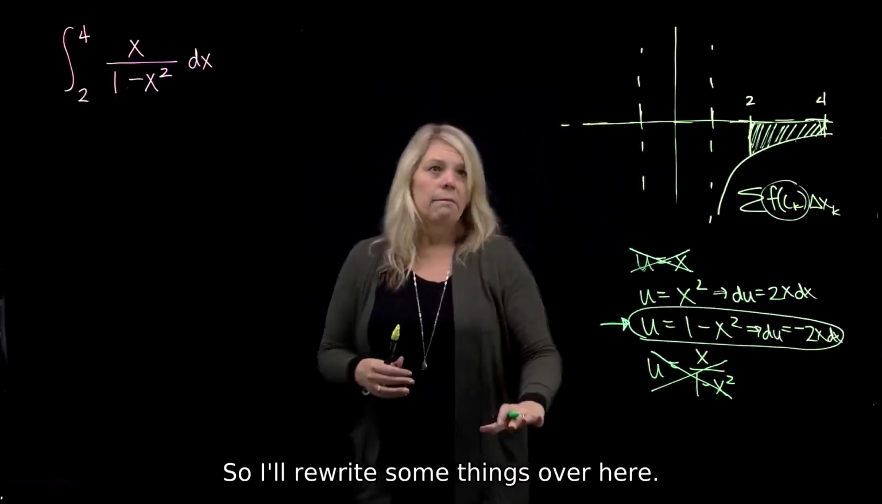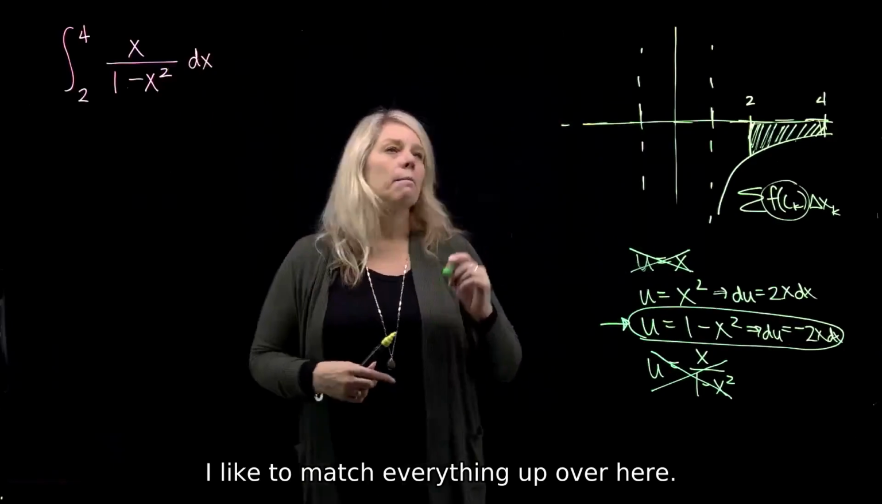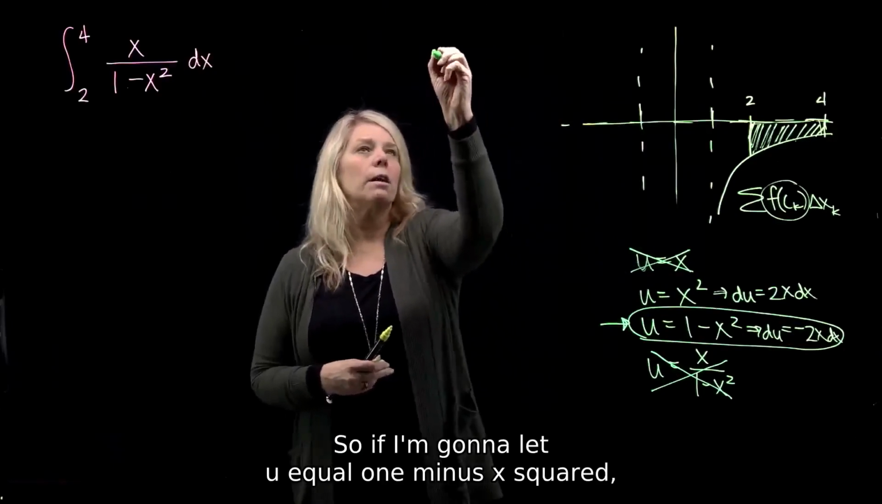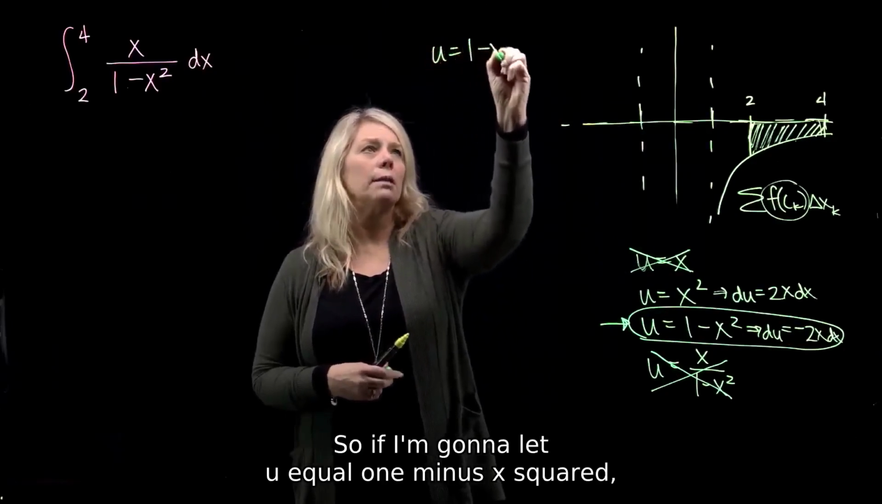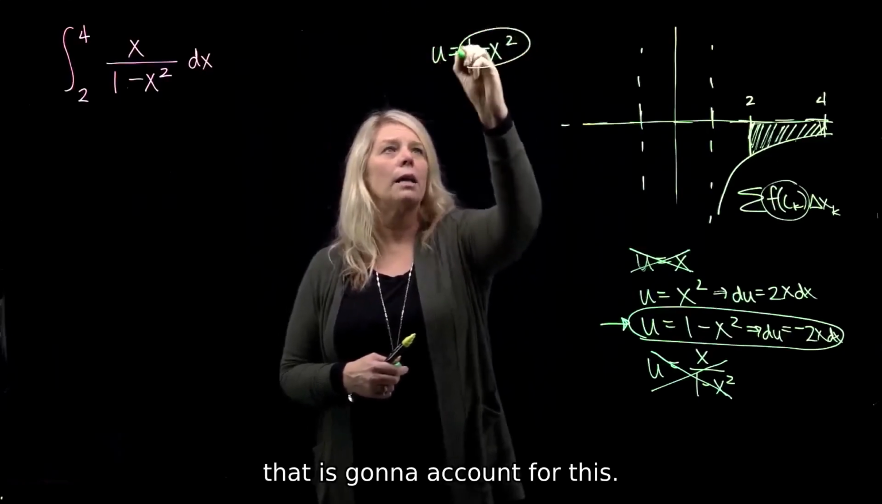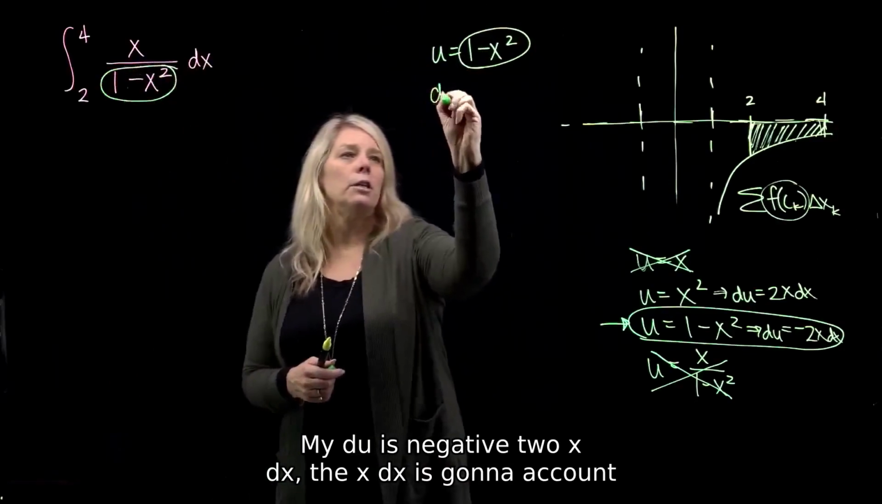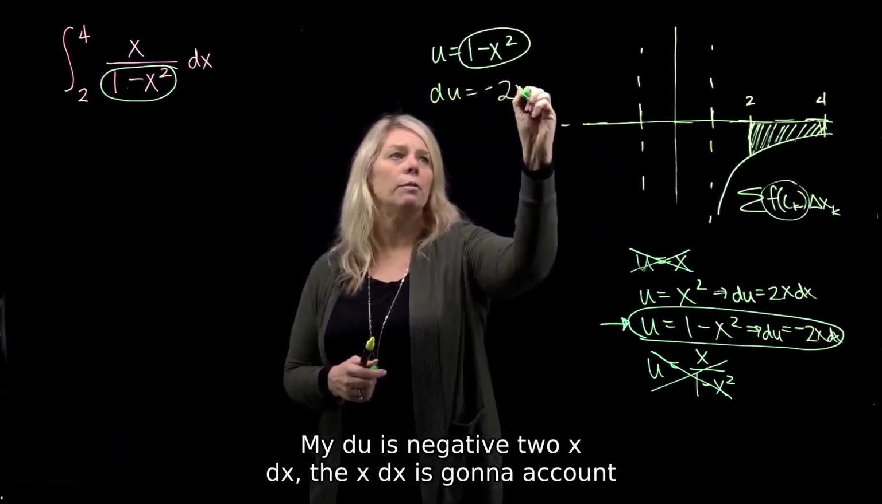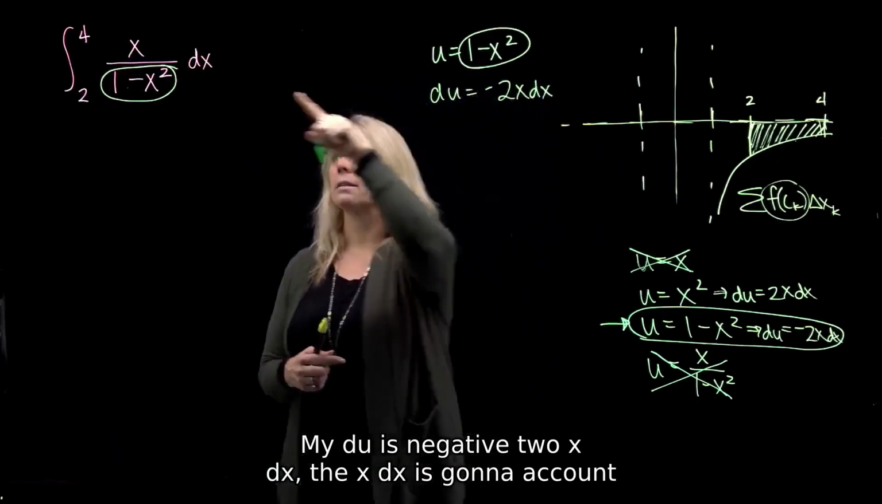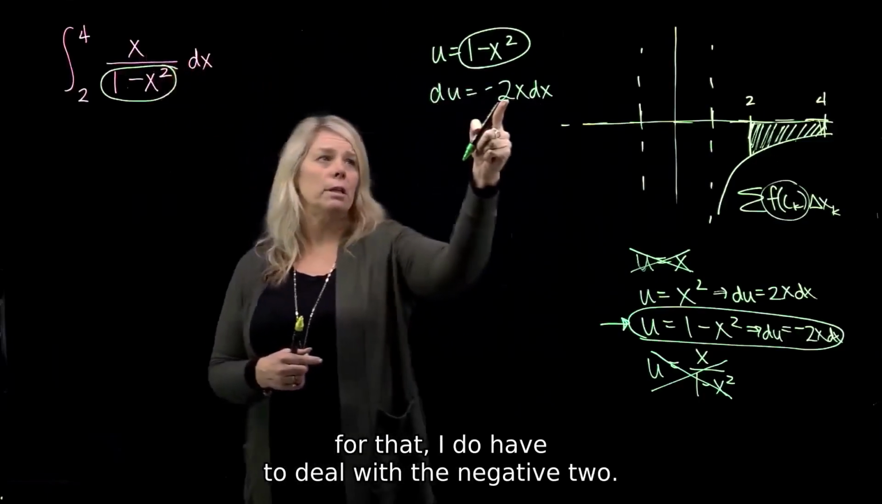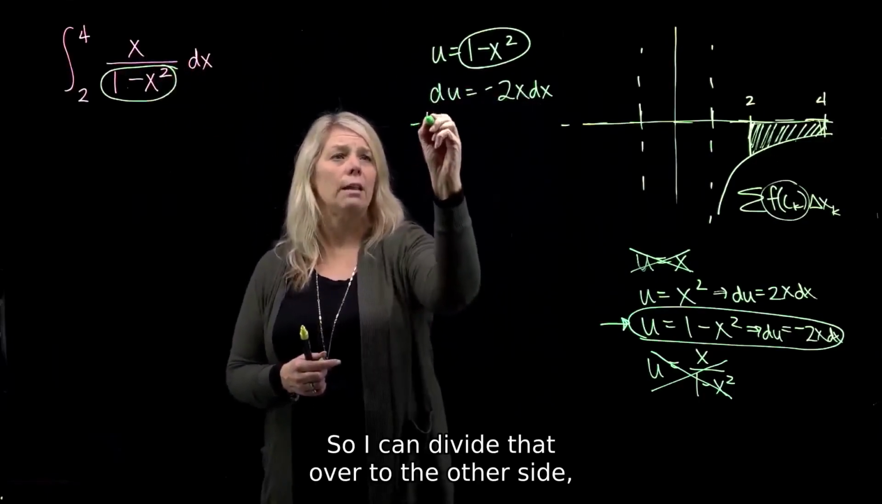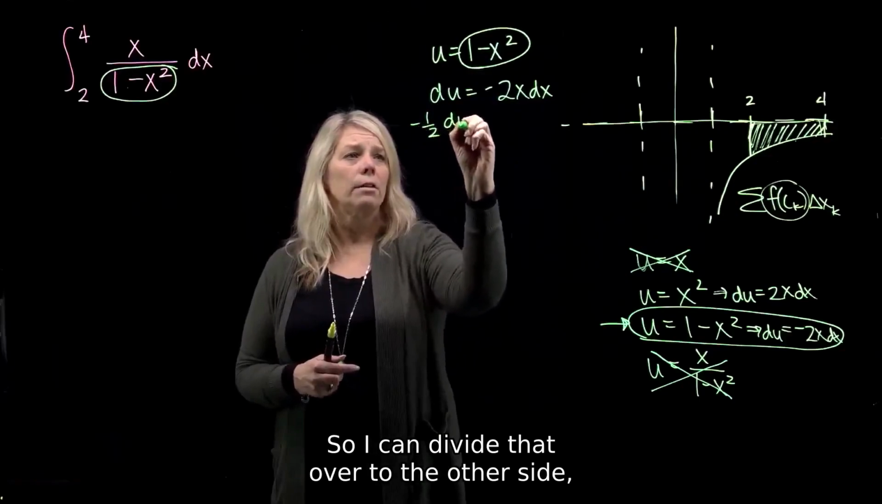So I'll rewrite some things over here. I like to match everything up. If I'm going to let u equal 1 minus x squared, that is going to account for this. My du is negative 2x dx. The x dx is going to account for that. I do have to deal with the negative 2, so I can divide that over to the other side.